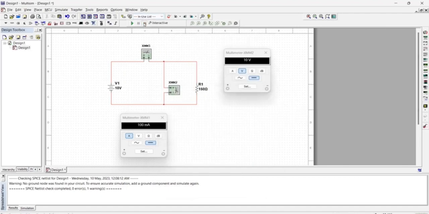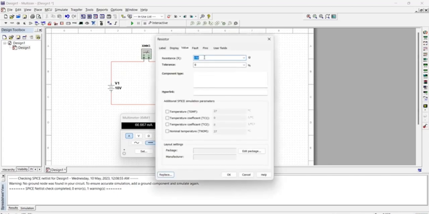So we need to stop first before we change the value, and then we run the simulation. So this is the value for the emitter, 66.667. Okay, we stop first, and then we put the value. Next value is 200.